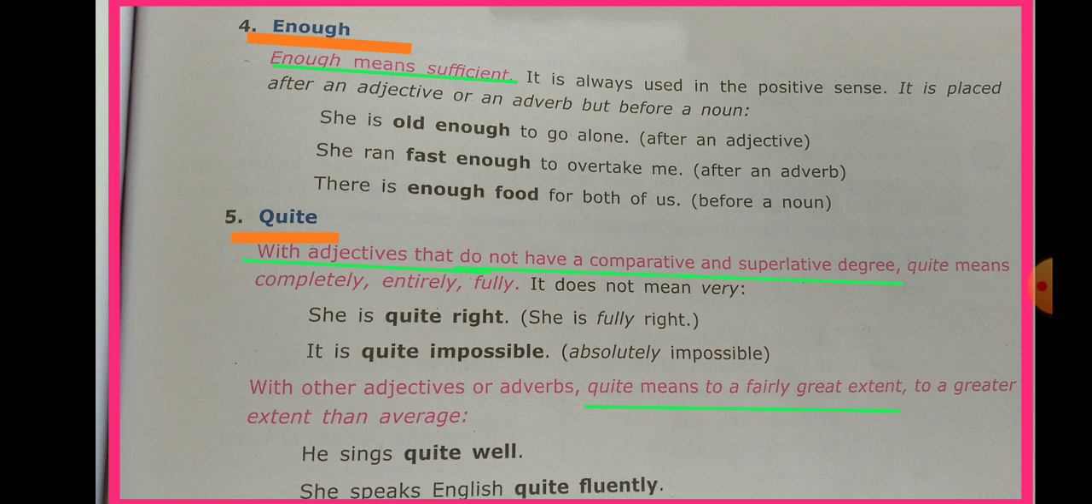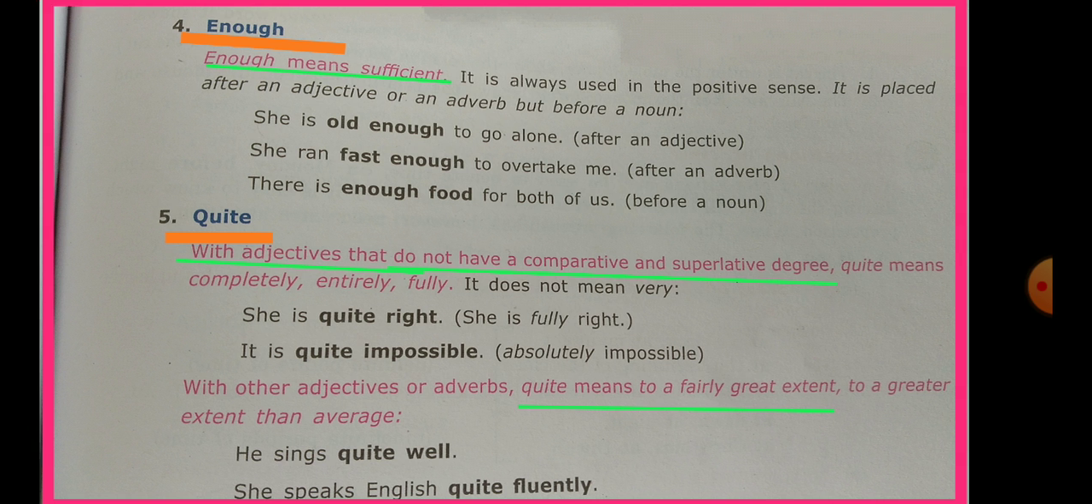Now quite. The adverb quite is used with adjectives that do not have a comparative and superlative degree. Like, she is quite right, means completely right, fully right. We don't have any comparative or superlative degree for right, that's why we are using quite here. Quite means to a fairly great extent. So here if we do not have any comparative or superlative degree, then we will use quite. So here the chapter regarding adverbs is over. Thank you.